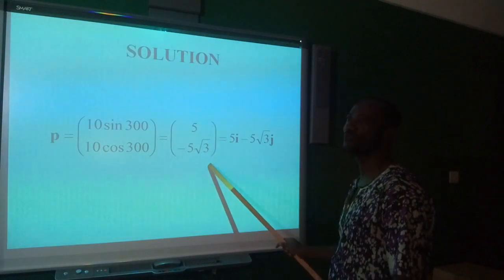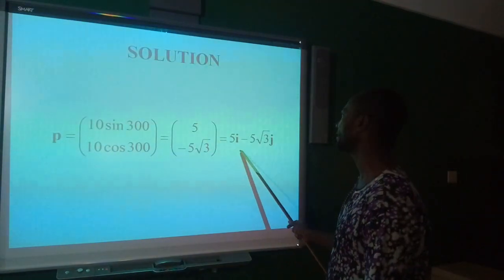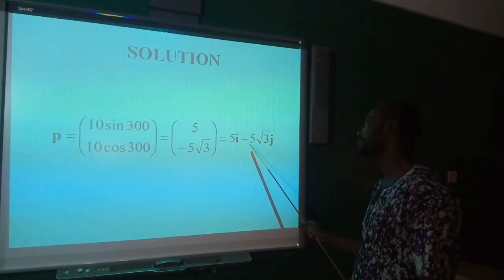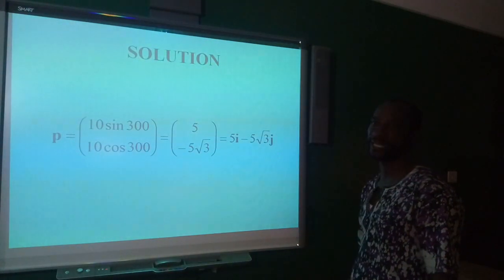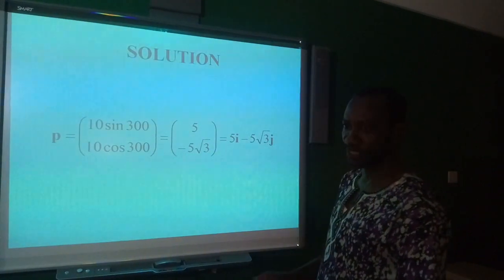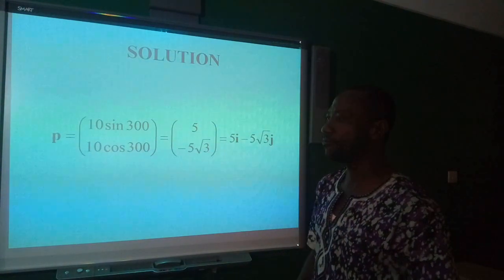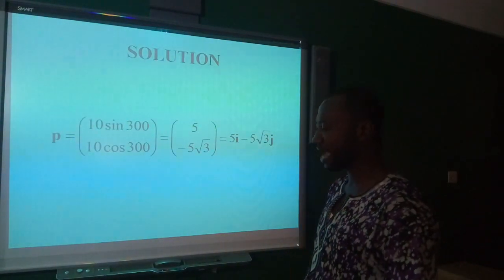This is in component form, but the question wants it in Cartesian form. So we write it as what? 5i minus 5 root 3j. So that is how we change from magnitude bearing to component. Good. Let's also look at how to change from component to magnitude bearing.